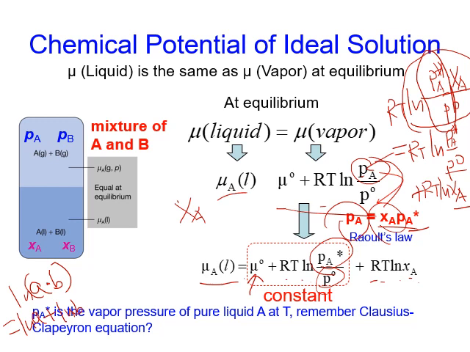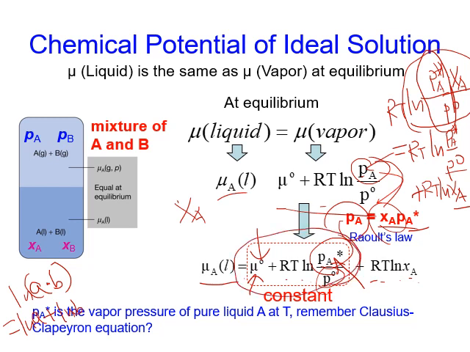Note that the chemical potential at the standard state is a constant. Even though we may not know the absolute value, we know it's a constant at a standard state, 1 bar. And also we know the vapor pressure of A when it's pure depends on temperature. So if temperature is fixed, then the vapor pressure when it's pure is also fixed. So this is a constant, and therefore the whole thing here is a constant at a certain temperature.